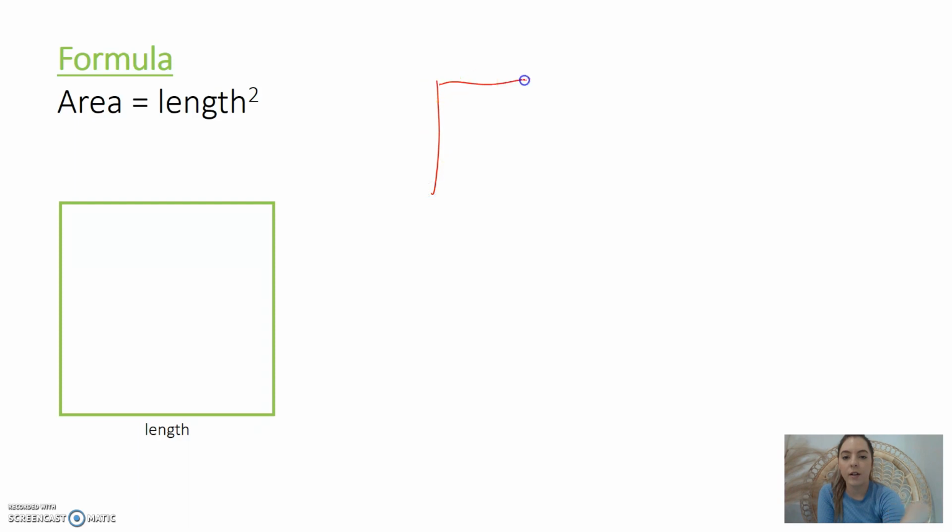So we have our square, and I know that this is 3. Might be 3 centimetres. I am going to write out my formula. So area, I'm being lazy because I'm a mathematician.